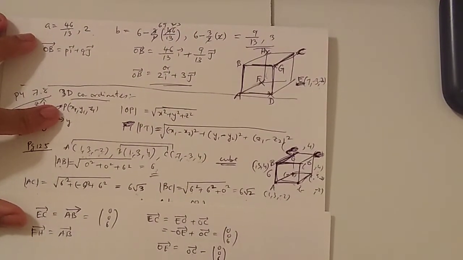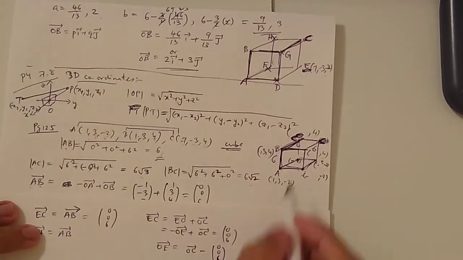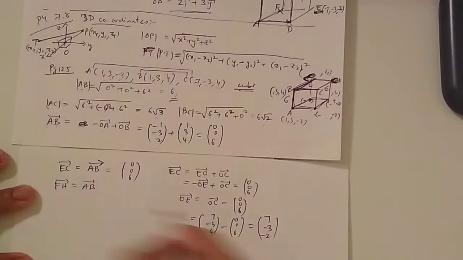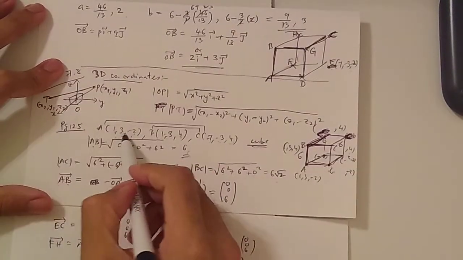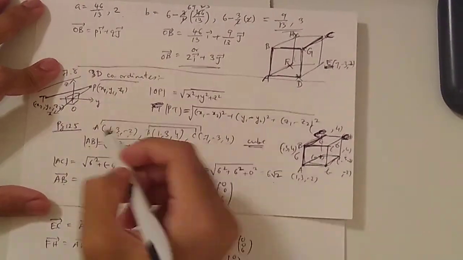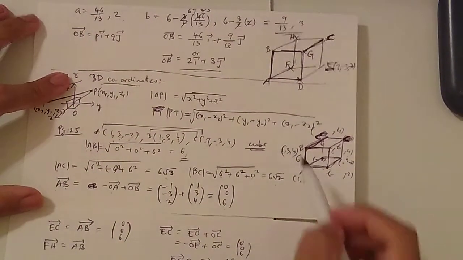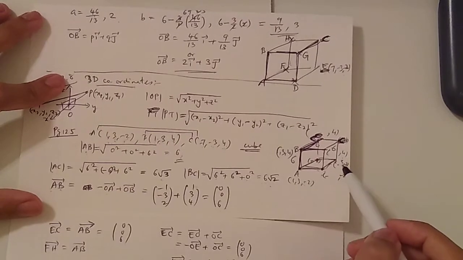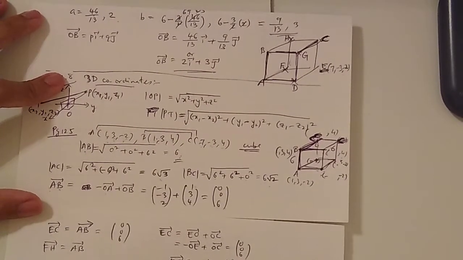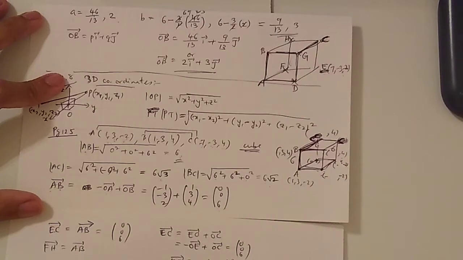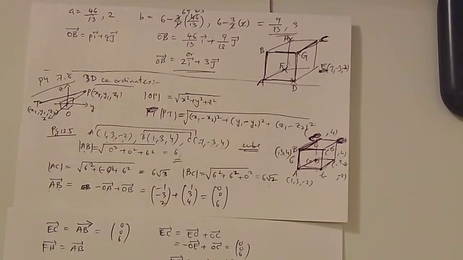Okay, notice other similarities over here. Since A and B share their x and y coordinates, A has coordinates 1 and 3, B has coordinates 1 and 3. In a similar fashion, E and C also share their x and y coordinates. C has 7, minus 3, E has 7, minus 3. And in a similar fashion, F and H are also going to share their x and y coordinates, and so are D and G.